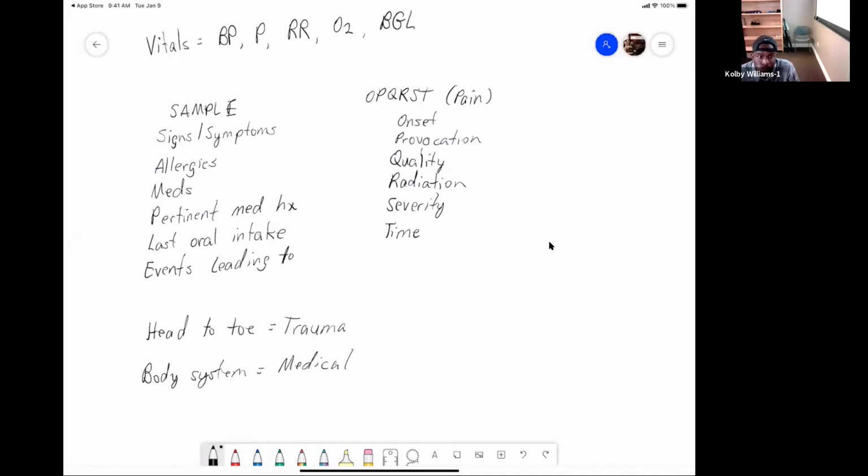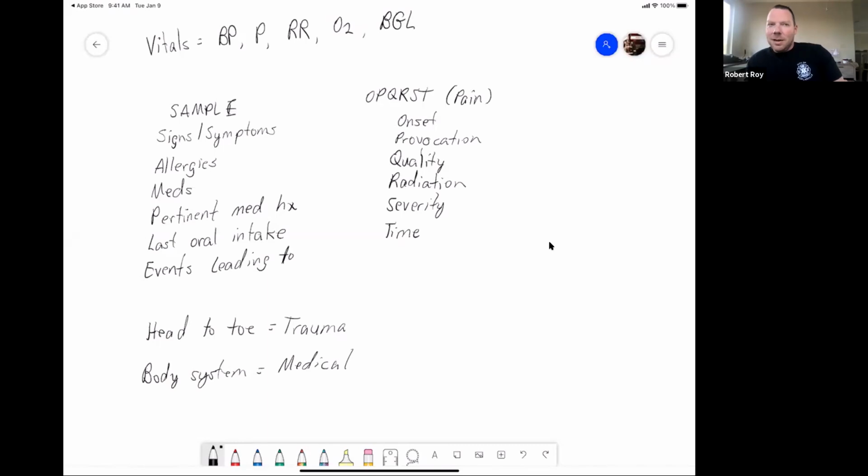Provocation. Okay. Provoking, provocations, and I always write provocation, but you get it though. So that is, does anything make it better or worse? You're going to get that a lot in your abdominal pains. People are going to tell you it feels better if I press on it, or it feels better if I'm in this position, or if I don't take too deep of a breath, whatever. But it goes either way. You're asking questions about, does anything make it better or worse? What about quality? And we just kind of talked about that one.